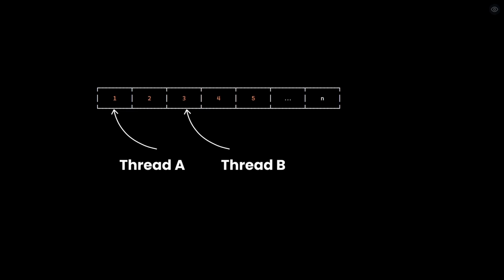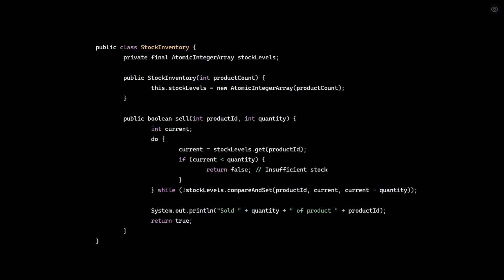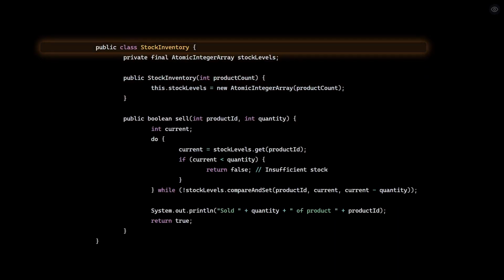If thread A is updating the first and thread B is updating the third element, they can both proceed without any contention. This makes these classes ideal for scenarios where you have a fixed number of independent counters or slots. Let me give you a concrete example. Imagine you are building an inventory system for a small warehouse. You have a fixed number of product IDs.